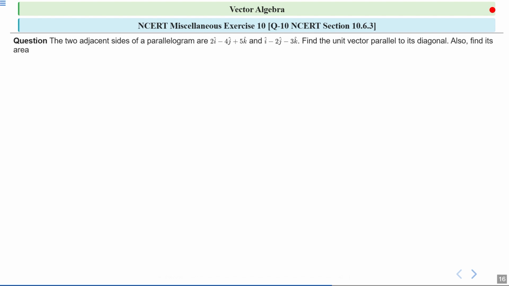Now NCERT miscellaneous exercise 10, question number 10, which says the two adjacent sides of a parallelogram are 2i cap minus 4j cap plus 5k cap and i cap minus 2j cap minus 3k cap. Find the unit vector parallel to its diagonal. Also find its area. Right, we need to find a unit vector parallel to its diagonal, and also find its area. Got it?